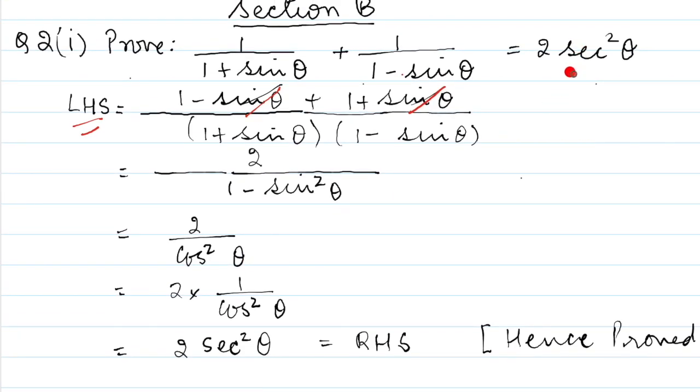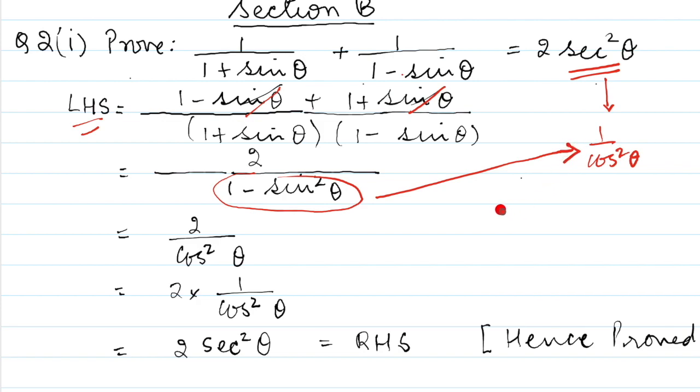Now remember, we have to go towards sec square theta. What is sec square theta? It is 1 upon cos square theta. So you have to keep looking for this denominator to look like this. So 1 minus sine square theta is going to be cos square theta because sine square plus cos square equal to 1, right? But we want not 1 upon cos square theta, but we want it as sec square theta. So remember, 1 upon cos square theta is sec square theta. So we write it as 2 into 1 upon cos square theta, which is 2 sec square theta, which is your RHS, and hence proved.